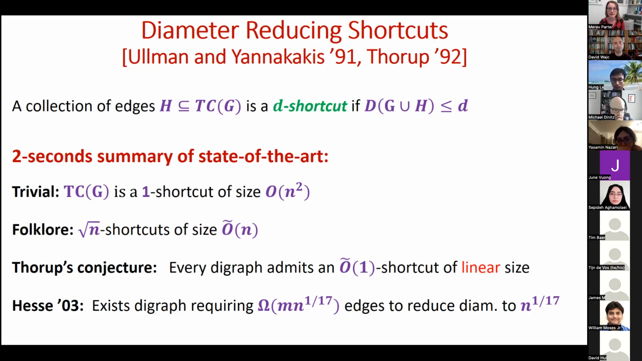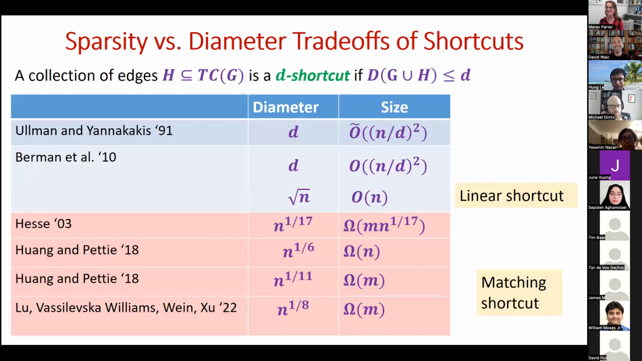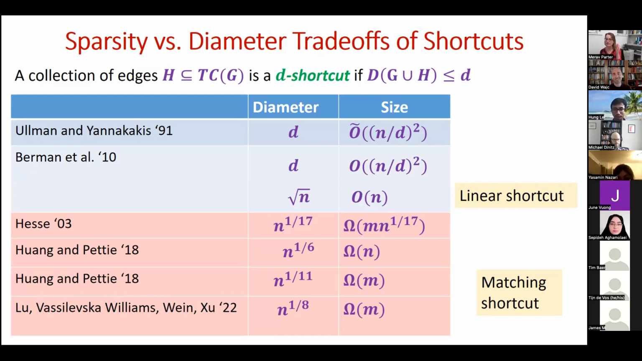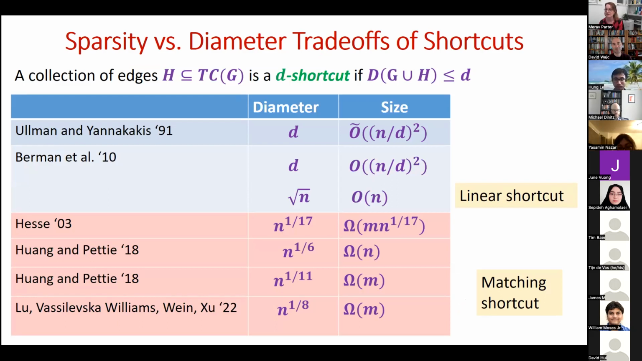Okay, but luckily we have more than 2 seconds, so I can now explain the history in more detail. The first algorithm by Weizmann and Yannakakis was kind of general. You give me the diameter that you want, little d, and I give you the number of edges that you need to add as shortcuts. And the trade-off looked like that. If you give me a diameter of d, the size of the shortcut is n/d squared. We usually care about linear size shortcuts, and this is what you get when you set the diameter d to be roughly square root n.